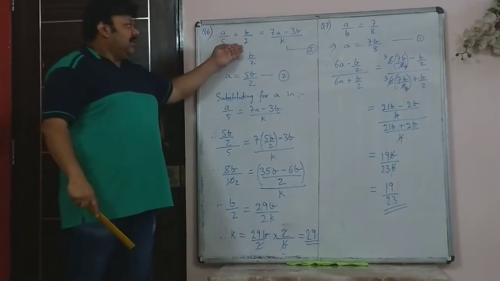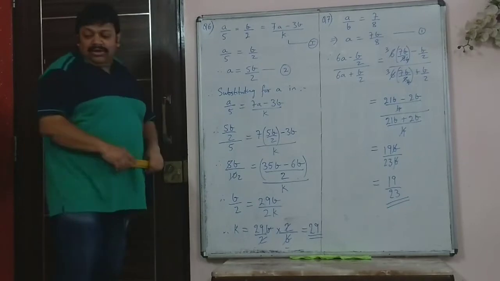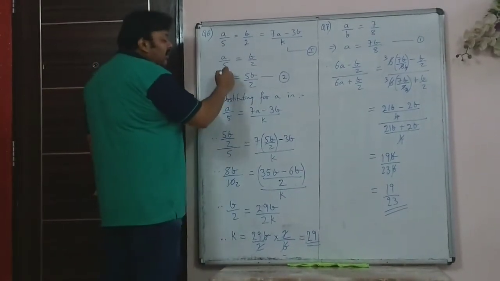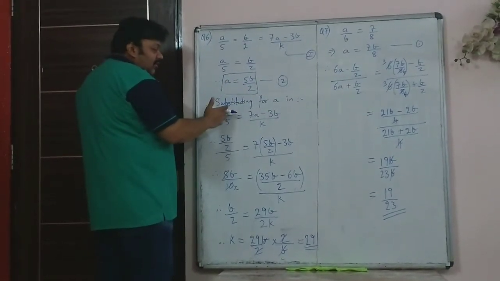We could also have taken b by 2 is equal to 7a minus 3b by k, and what we are going to do is we are going to substitute wherever there is a in the equation, we will get rid of a and write it in terms of b.